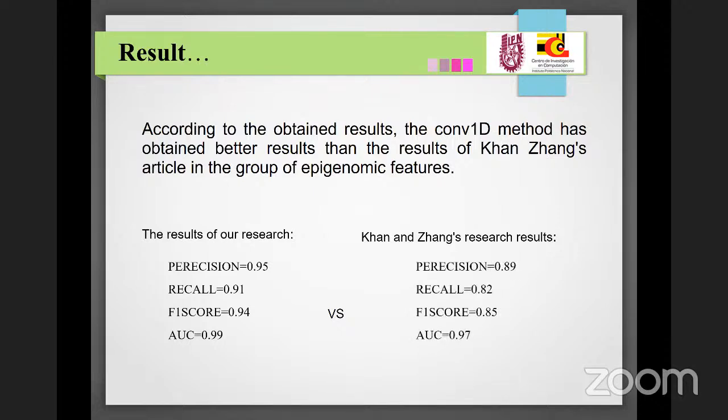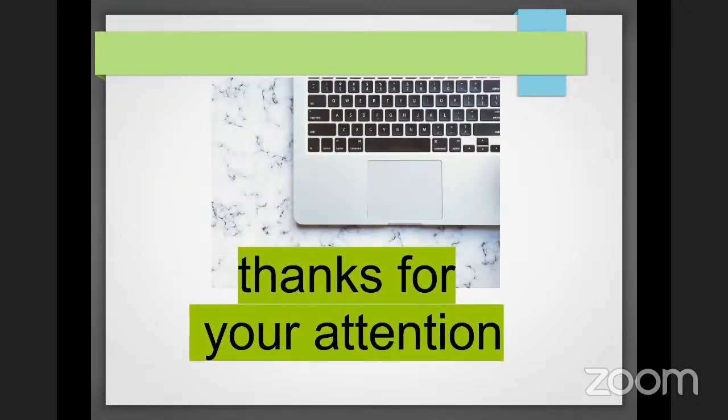You can see the precision in our research is 0.95 and the precision in Han and Zhang research is 0.89. Also, the F1 score in our research is 0.94 and the F1 score in Han and Zhang research is 0.85. Thank you for your attention.